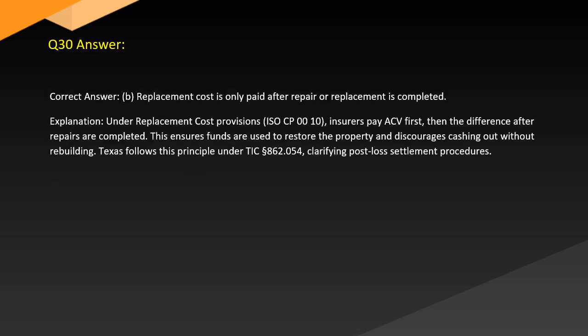Answer. Correct answer: B. Replacement cost is only paid after repair or replacement is completed. Explanation. Under replacement cost provisions such as CP 00 10, insurers pay ACV first, then the difference after repairs are completed. This ensures funds are used to restore the property and discourages cashing out without rebuilding. Texas follows this principle under Texas Insurance Code SS.54, clarifying post-loss settlement procedures.